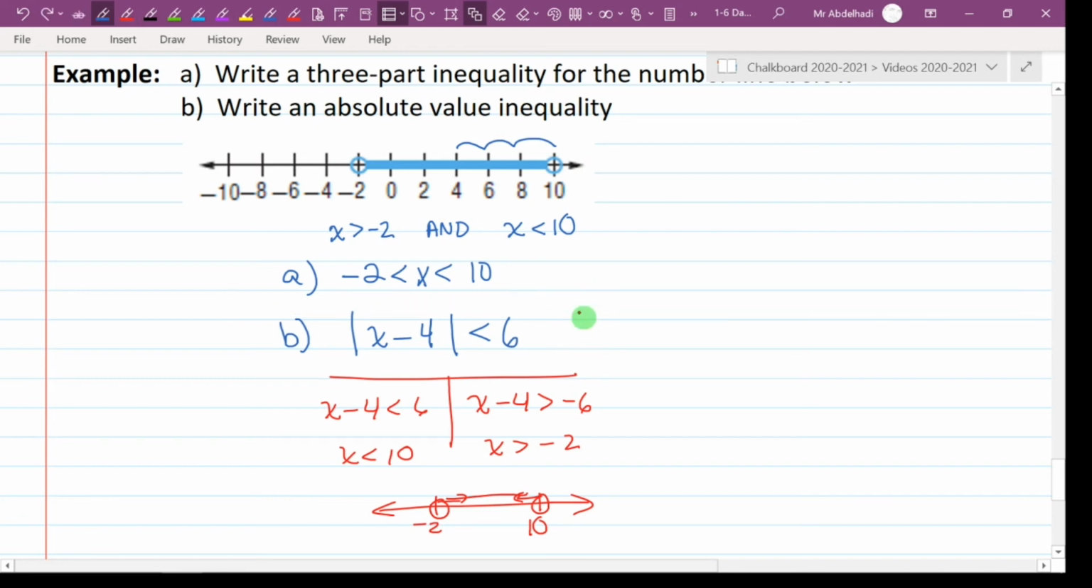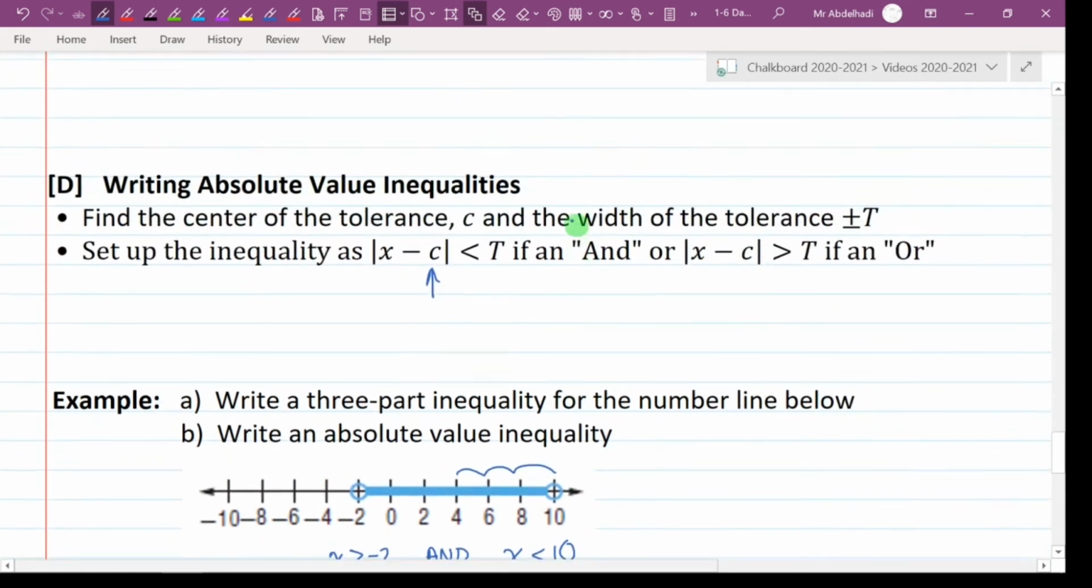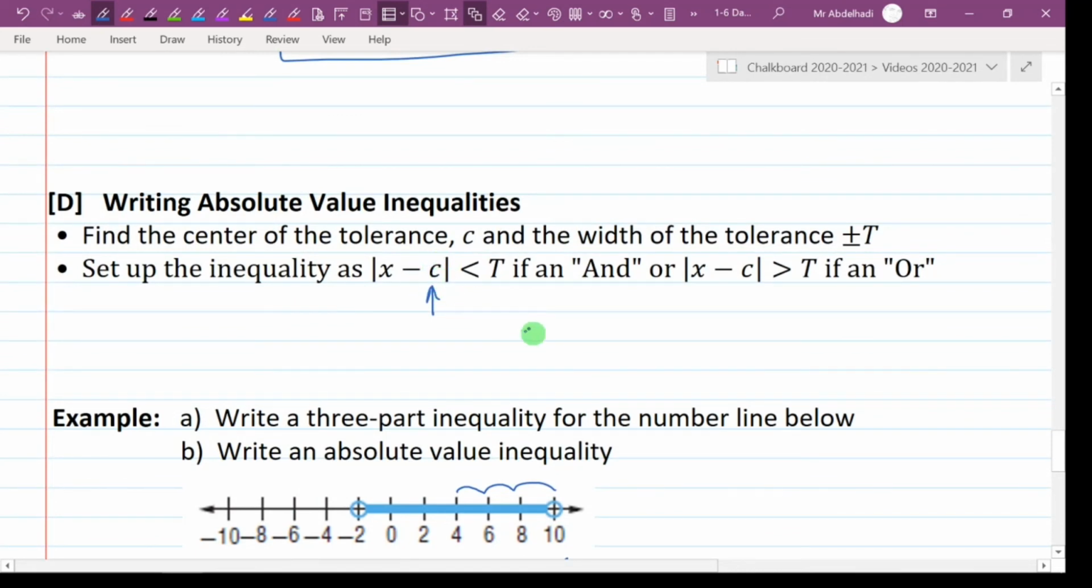Now let me use blue there. So that does work. Okay. Once again, find the center. That will be your C. Find the distance from the center to either side. That will be your T. If they're going towards each other, use a less than. If they're going away from each other, use a greater than.